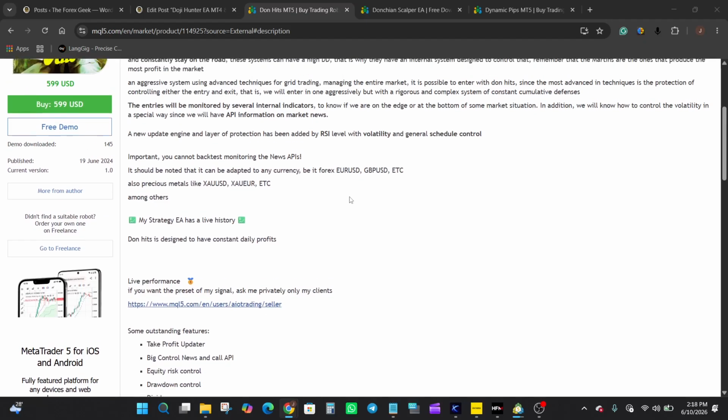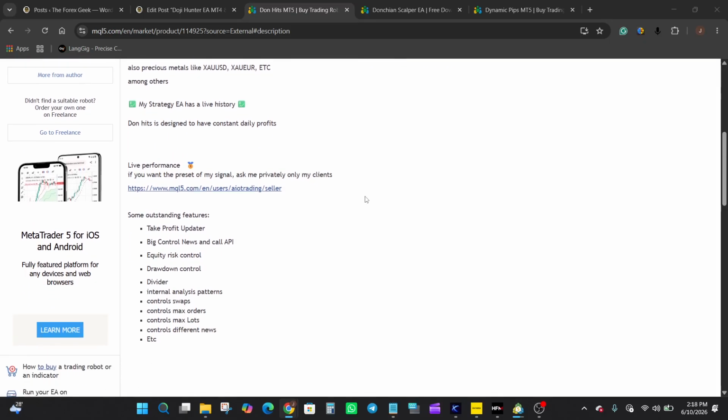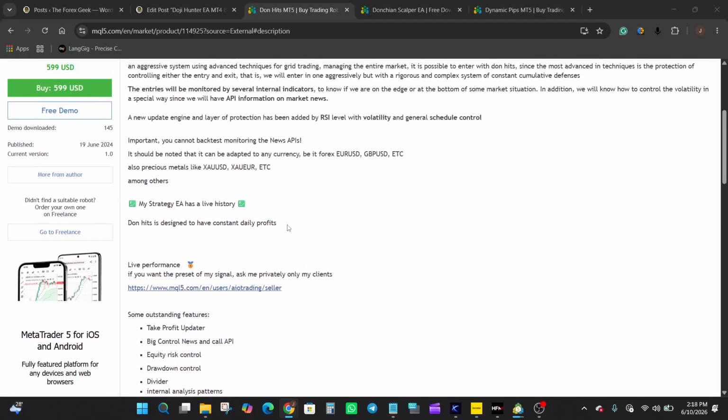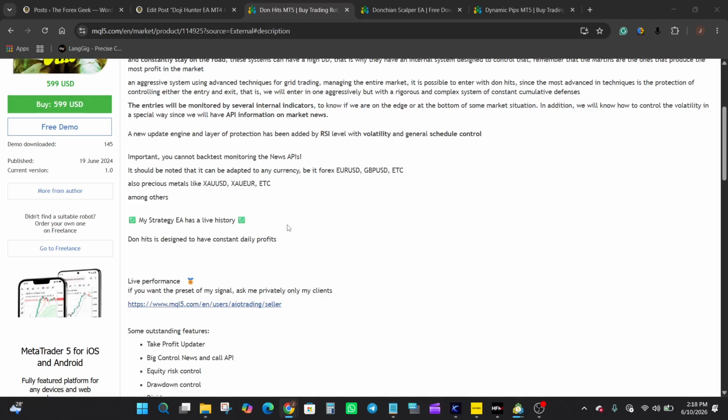Now, let us transition into the backtesting section. The developer includes a warning that news API monitoring cannot be fully replicated during backtesting, which is an important limitation to keep in mind when analyzing historical results. Okay, so there are no specific recommended pairs or time frames highlighted as strict requirements, as the EA is described as adaptable across multiple currency pairs, including major forex pairs and metals like XAU, USD, and the rest.